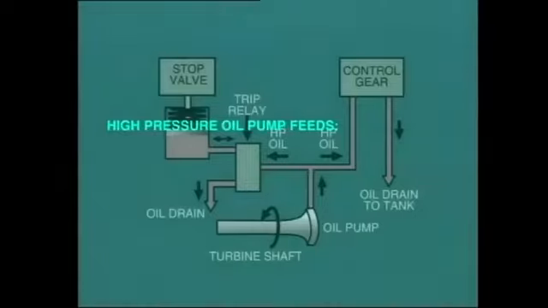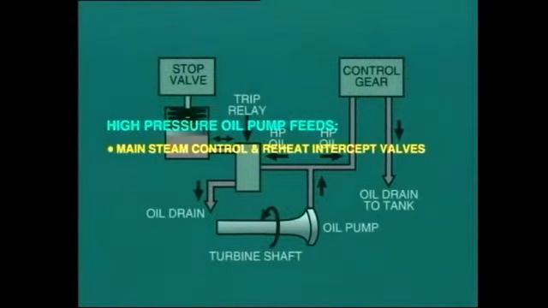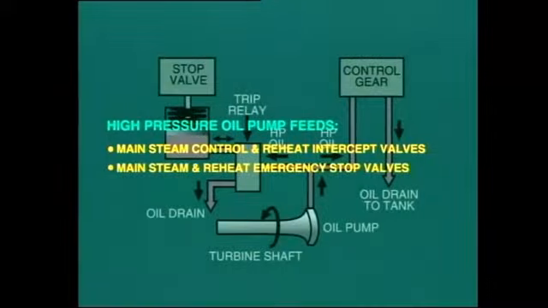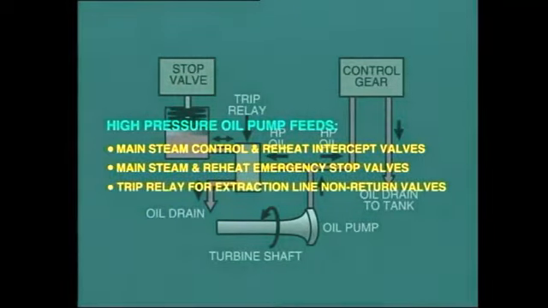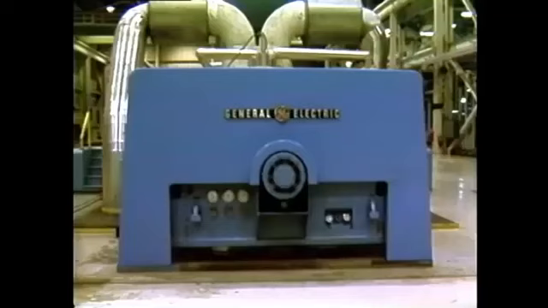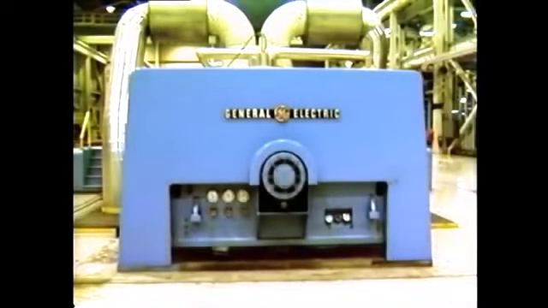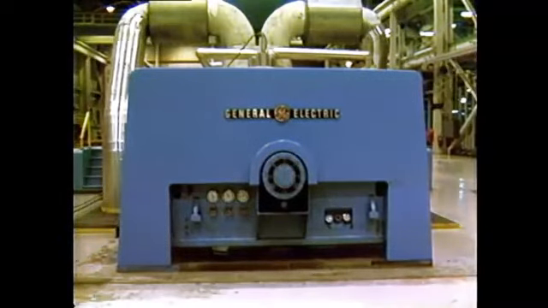The high-pressure oil pump feeds hydraulic oil to control valves, that is, main steam control and reheat intercept valve, emergency stop valves on the main steam and reheat lines, and a trip relay for extraction line non-return valves. Much of the equipment that we have been discussing is contained in the front end pedestal of the turbine. In fact, this is often called the governor pedestal.